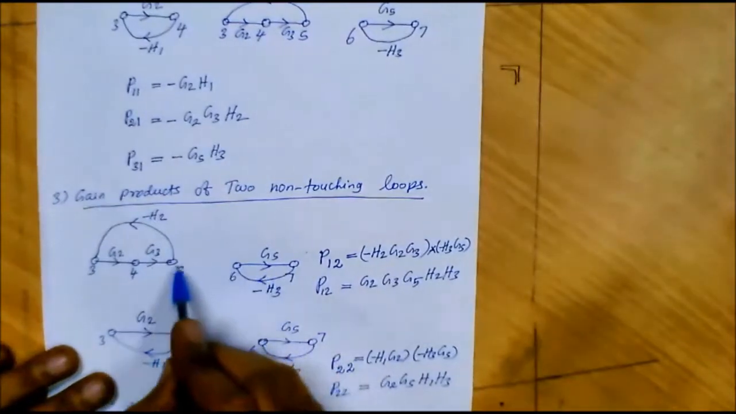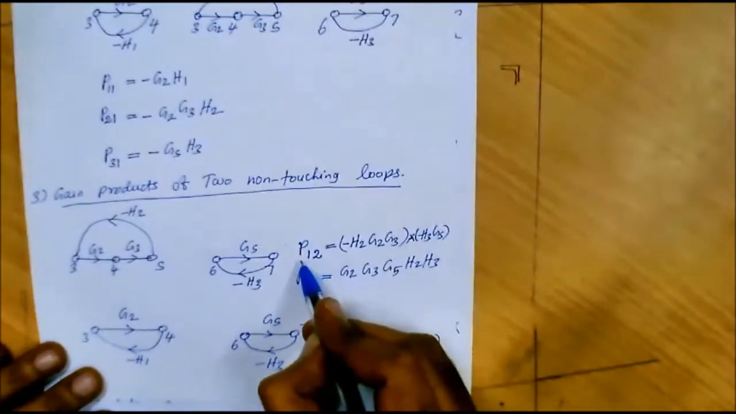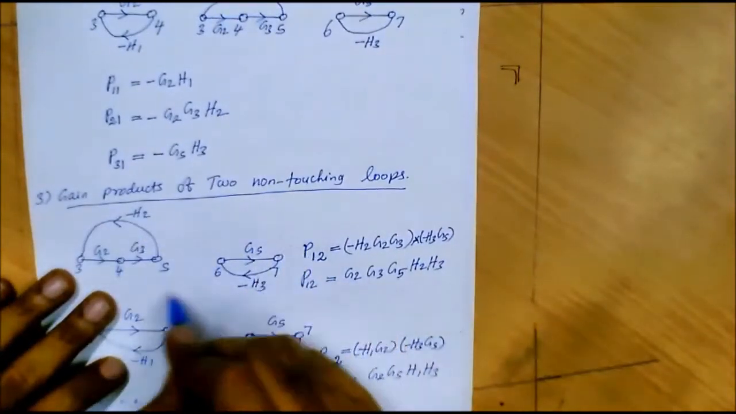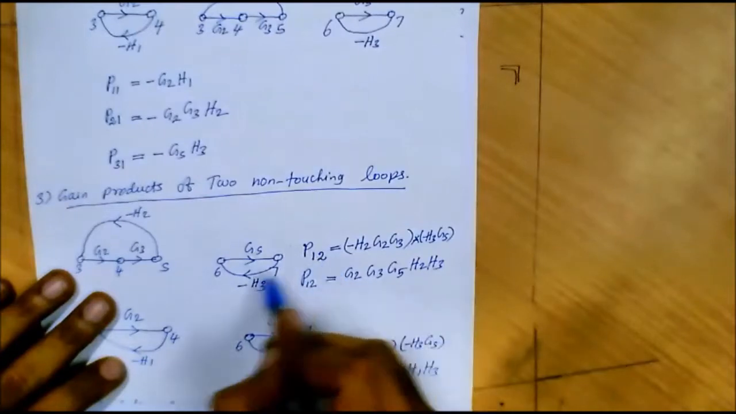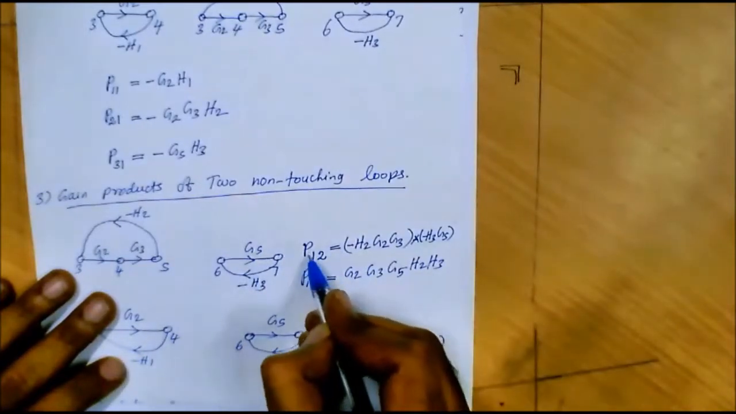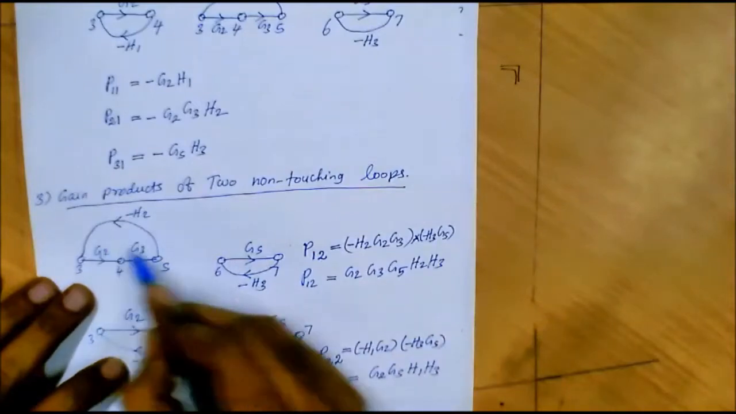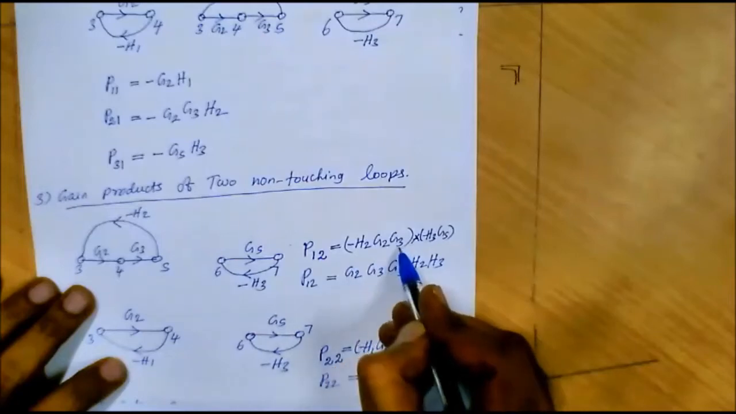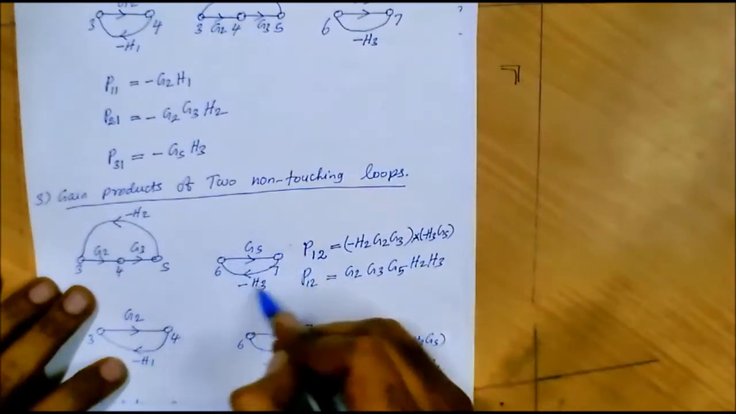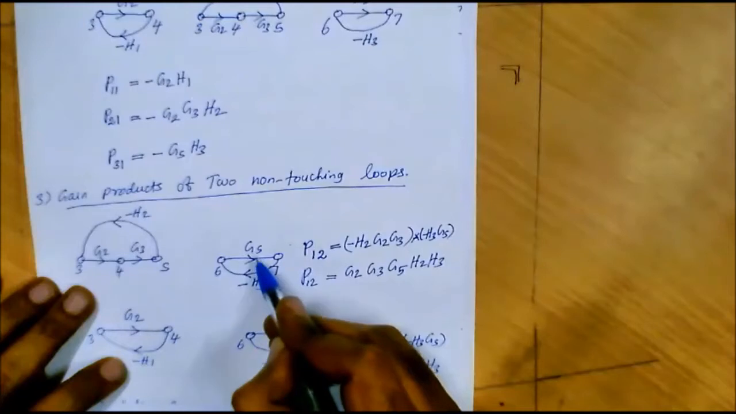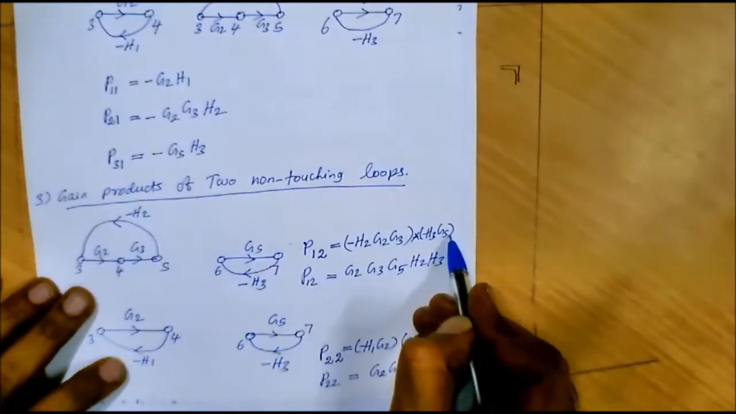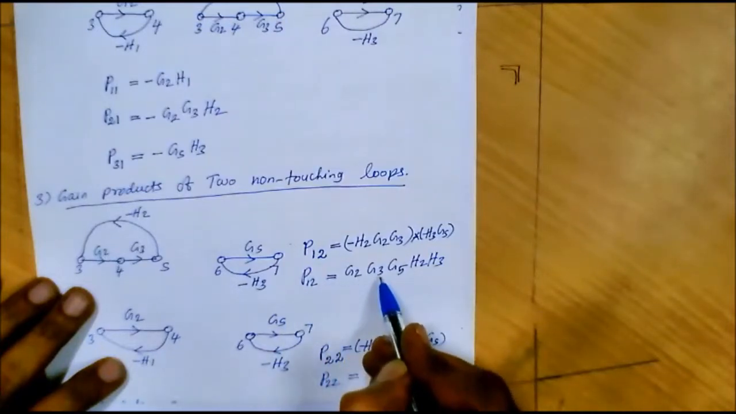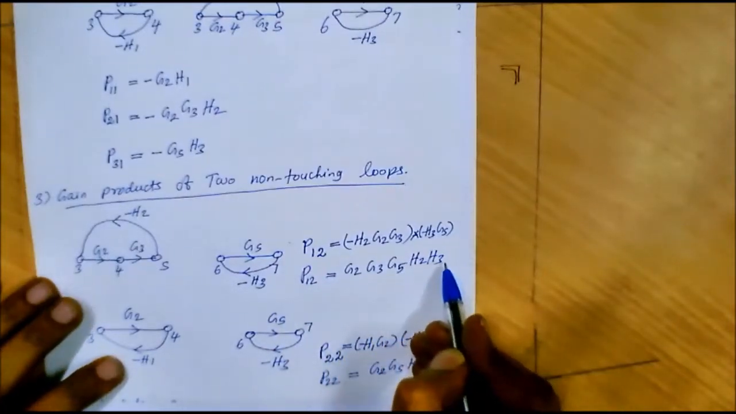So for these 2 non-touching loops we can write the gain formula as P12. Here 1 represents the first two non-touching loops and 2 represents the two non-touching loops. So P12 is equal to, for this loop the gain is minus H2 into G2 into G3. Then for the second loop the gain is minus H3 into G5. So this can be expanded as P12 is equal to G2, G3, G5, H2, H3.